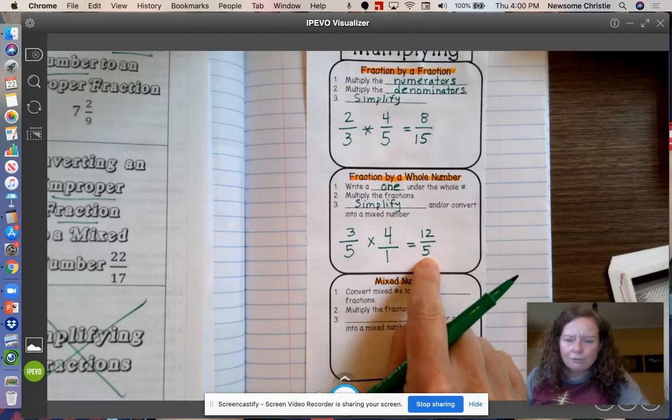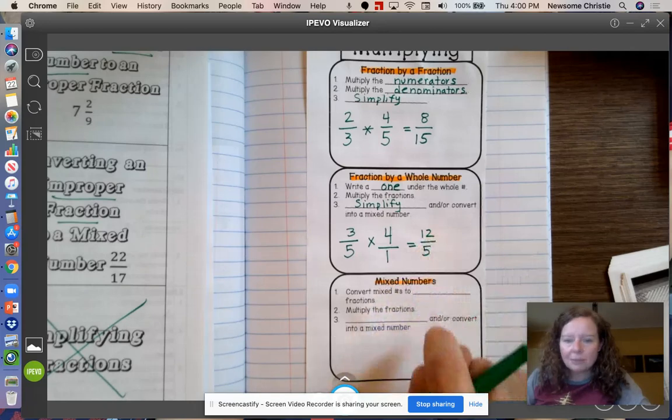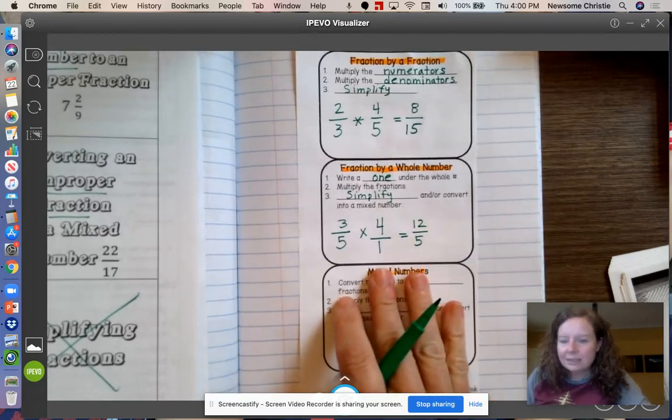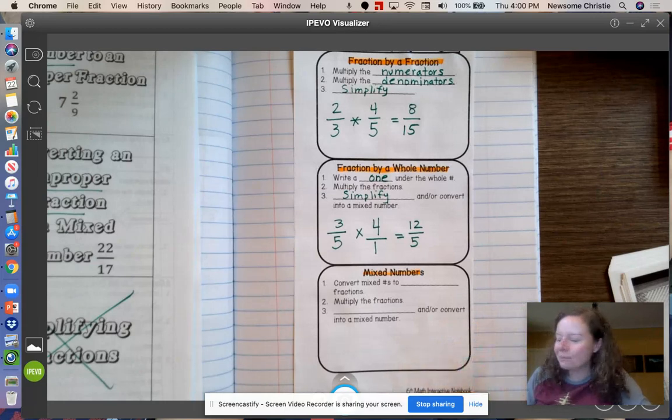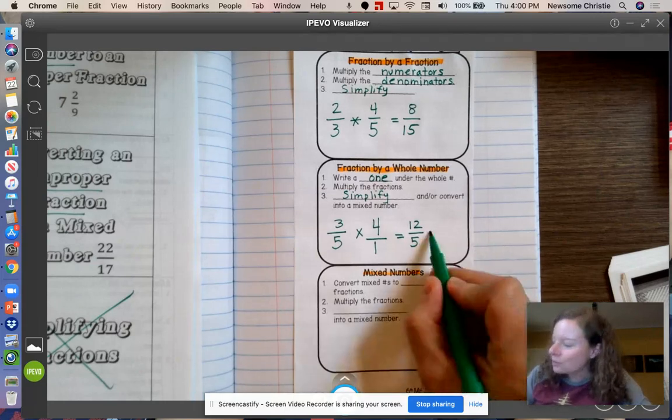And so 12/5, we've got that bigger number on the top. It's an improper fraction. If we can change that to a proper mixed number, then that is going to be looking a little bit more the way I'd like it to look. So let's go ahead and change that.